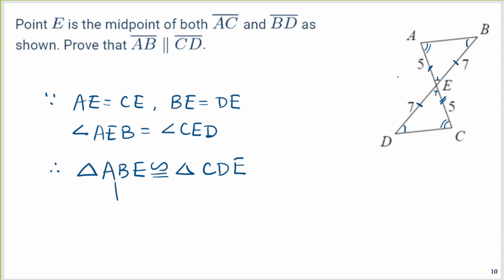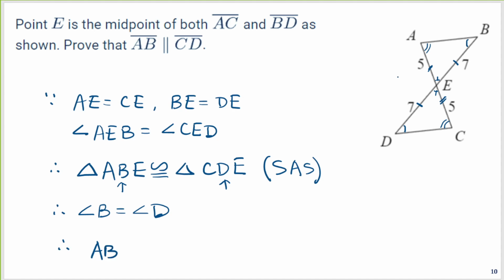Remember, we need to write the corresponding vertices in the same order by the theorem SAS. Two sides and the angle in between are congruent, indicating two congruent triangles. Therefore, we know the corresponding parts, angle B should equal angle D here, right? Therefore, if you have proved angle B equals angle D, interior alternating angles are equal, which indicates segment AB is parallel with segment CD, right?